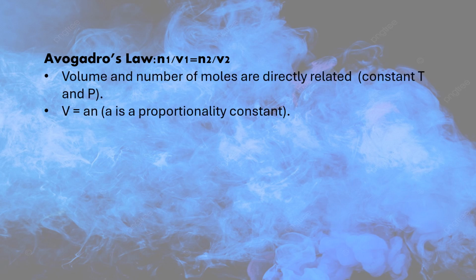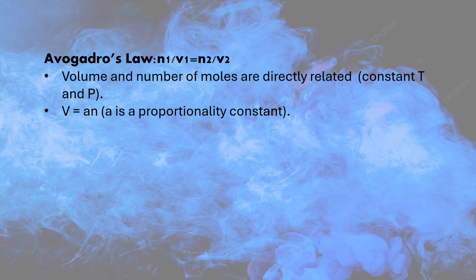Now, let's move on to the third law, Avogadro's law. Avogadro's law shows that N1 divided by V1 equals N2 divided by V2. When both pressure and temperature are constant, the volume of gas is directly proportional to the number of moles. We express this as V equals AN, where A is a proportionality constant. So that brings me to the end of my presentation.